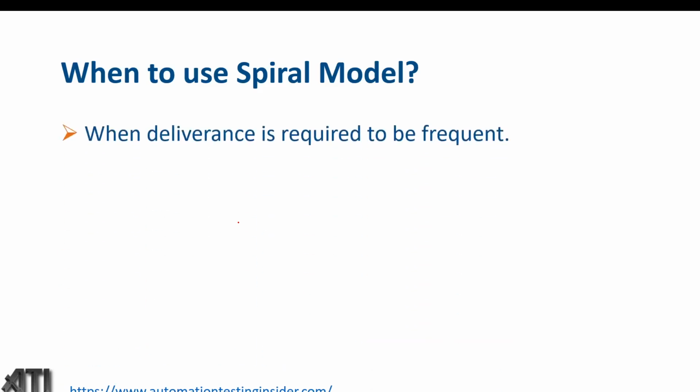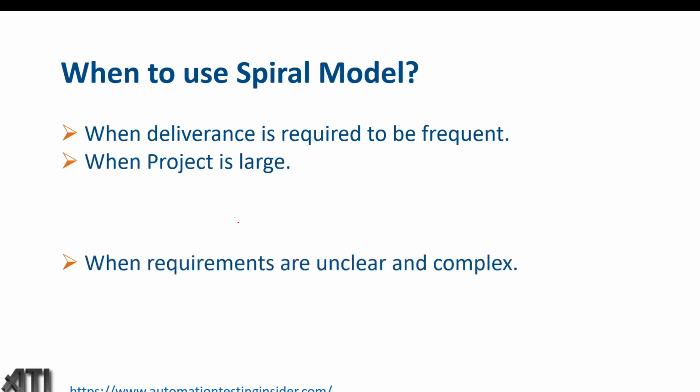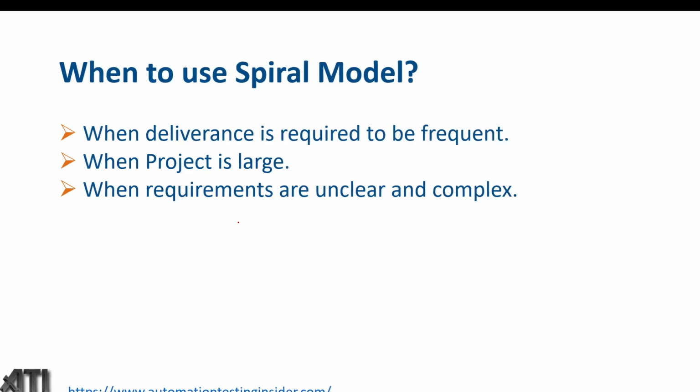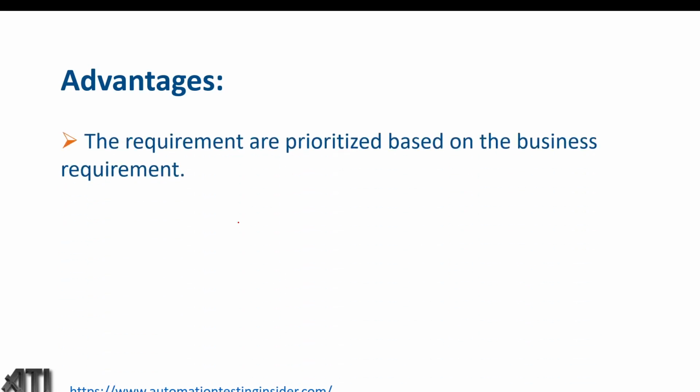When delivery is required to be frequent, and when we get frequent requirements from the customer, we should go for the spiral model. When the project is large, and when requirements are unclear and complex, we can go for the spiral model, because in this particular model there is high risk analysis, so we can take requirements in the middle as well. So what are the different advantages of the spiral model?